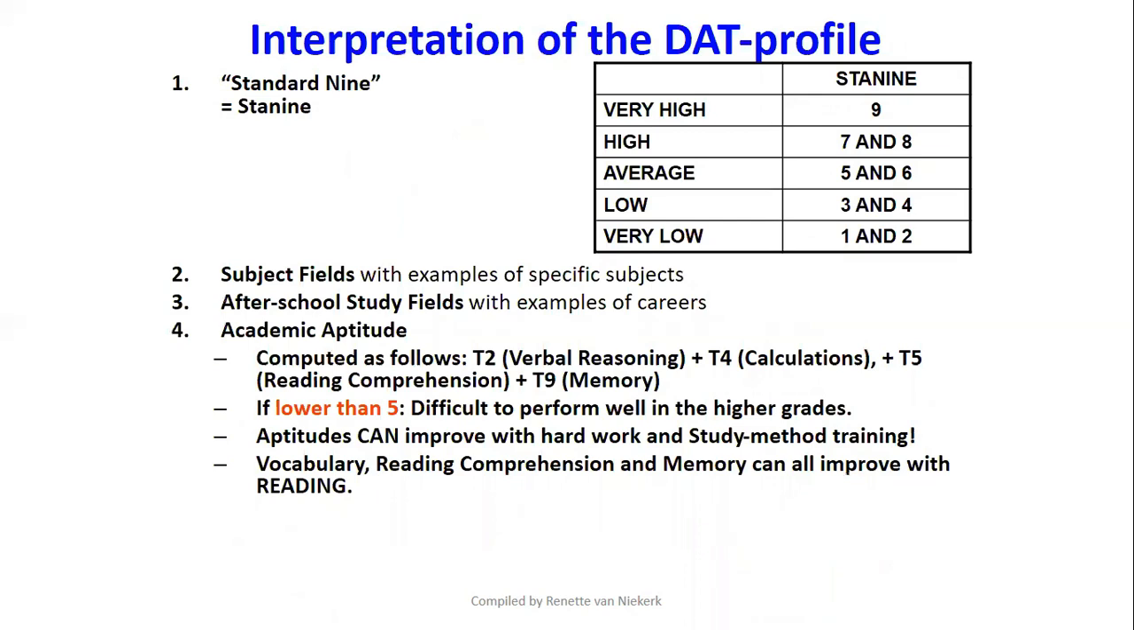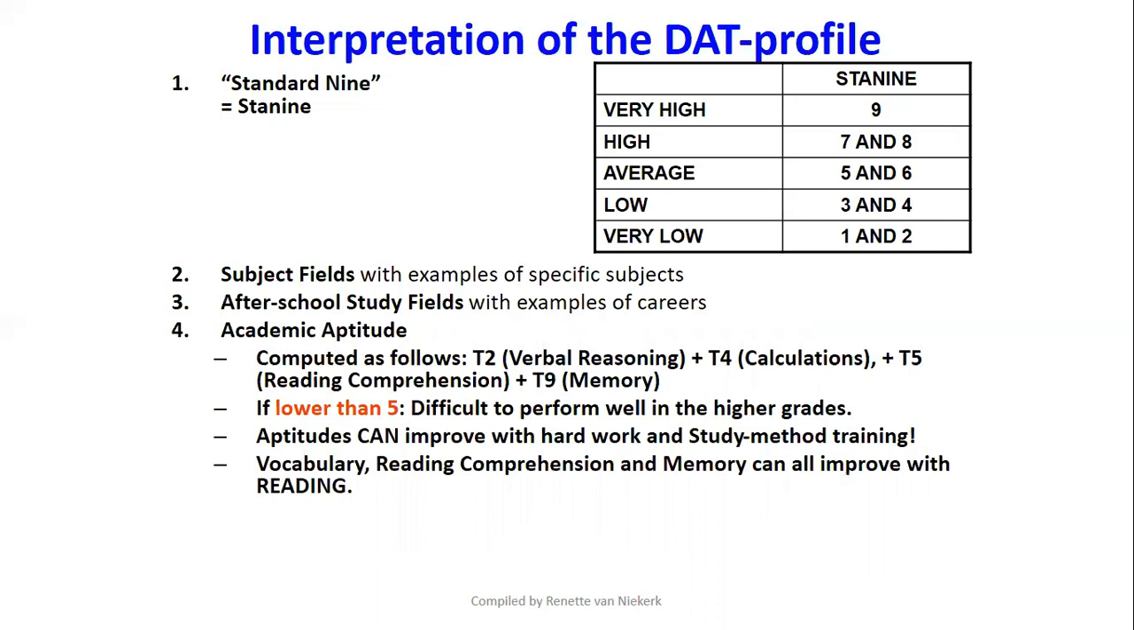Okay, so we are first going to have a look at your aptitude results. It was the differential aptitude test, and this is just how to interpret your DAT profile. The first thing that you must know is that the result that you get there is a mark out of 9. They call it the Stanine 9, and if you have a 9 out of 9 there, it's obviously a very high aptitude. High would be considered 7 and an 8, average would be a 5 or a 6, low aptitude is a 3 or a 4, and very low aptitude on a specific test is a 1 or a 2.